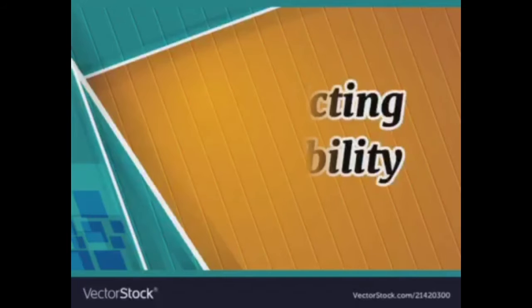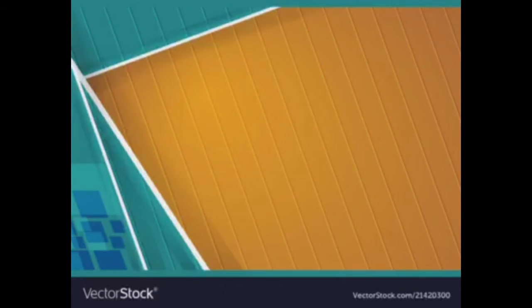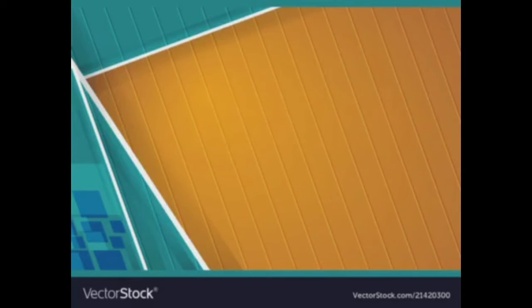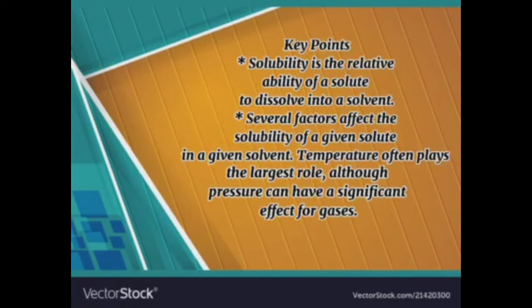This is solubility. Learning objectives: recognize the various ions that cause a salt to generally be dissolved in water. Key point: solubility is the relative ability of a solute to dissolve into a solvent. Several factors affect the solubility of a given solute in a given solvent. Temperature often plays the largest role, while pressure can have a significant effect on gases.